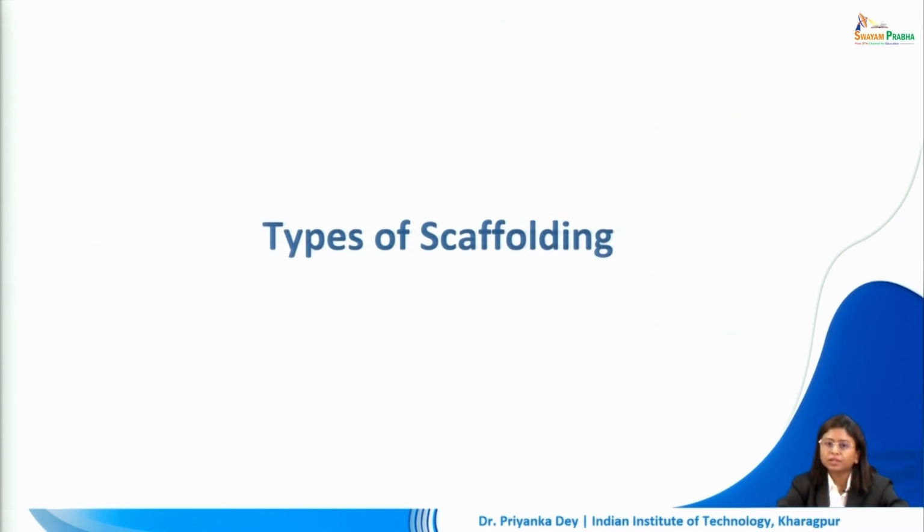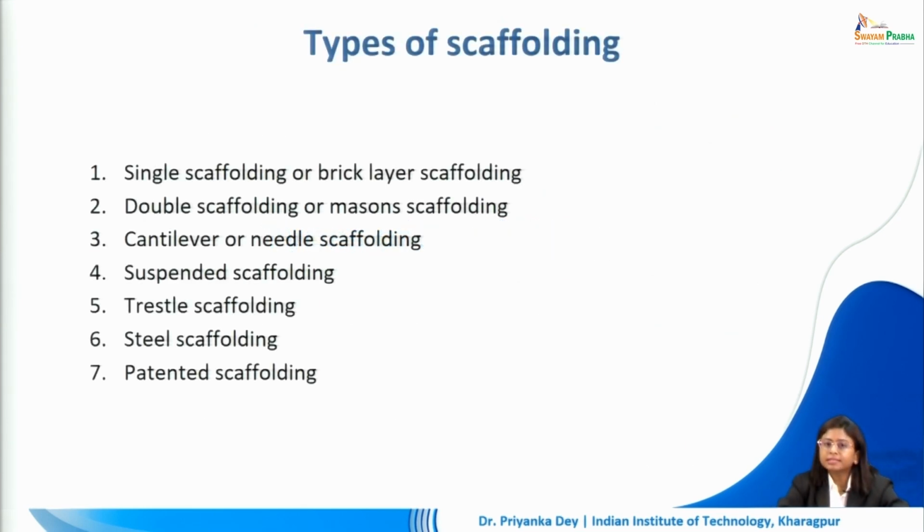Now let's take a look at what are the various types of scaffolding. Single scaffolding is also called brick layering scaffolding. So this is used in brick masonry walls. The second type is double scaffolding or mason scaffolding. It is also commonly used in stone masonry walls because it's difficult to take support from the wall or create holes in the wall to attach our put logs.